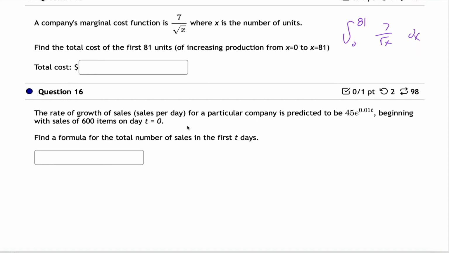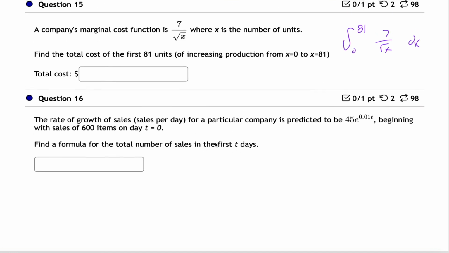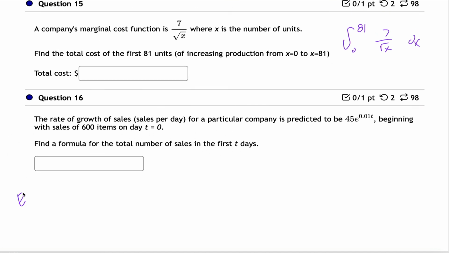Same logic down here where we have a rate of growth of sales. We want to figure out a formula for the total number of sales in the first t days. I guess this one's actually a little bit interesting. This one's kind of hard. Why don't we make this one extra credit, and I can make a couple of comments for you.